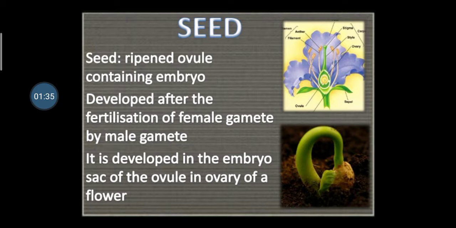Third point is, seed is developed in the embryo sac of the ovule in the ovary of the flower. So the seed contains a small embryo. It is developed inside the ovary, that is the female reproductive organ.